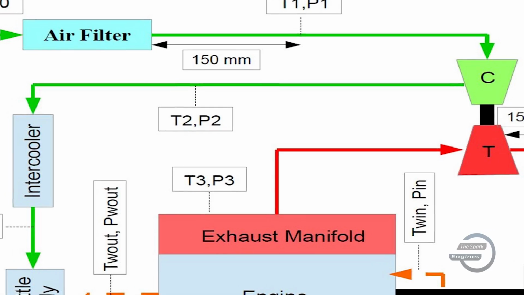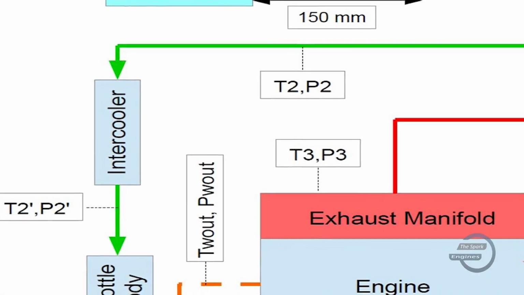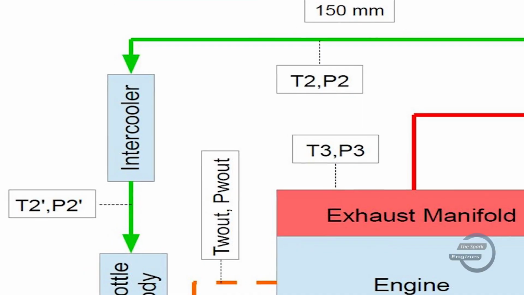Now, pressurized air passes through the intercooler and the pressure and temperature of the air drop down. Because the intercooler is a heat exchanger, it will reduce the temperature of the pressurized air. Hence, we need to capture the temperature and pressure after the intercooler, and these are known as T2- and P2-.